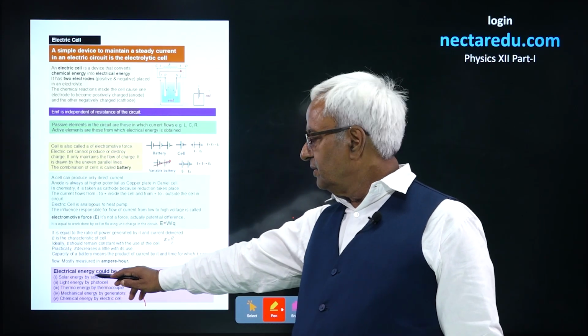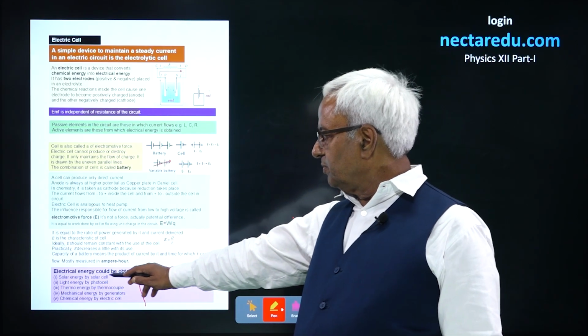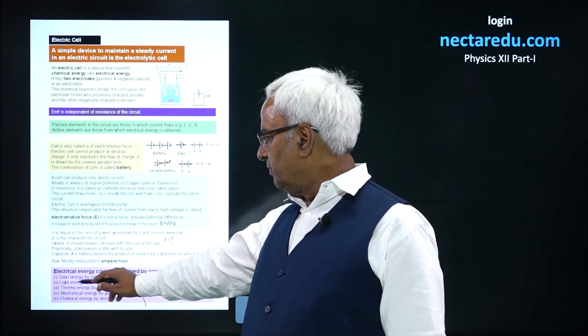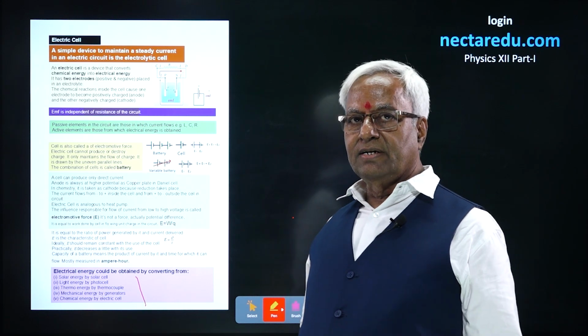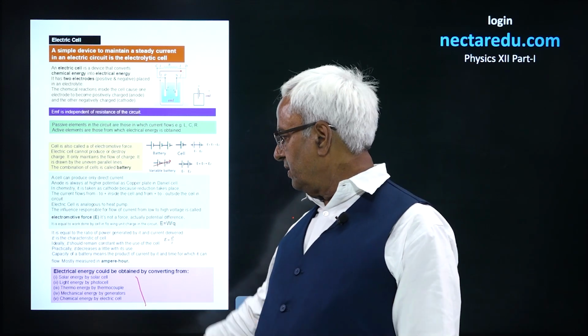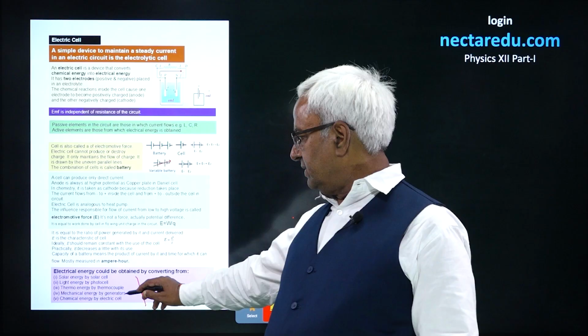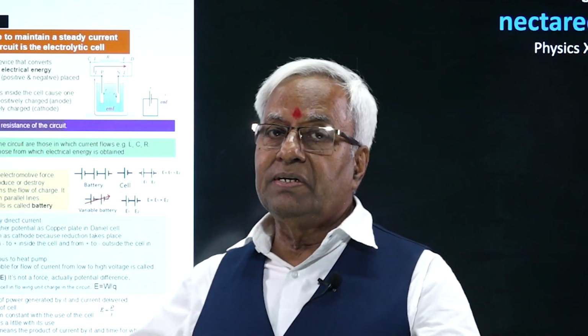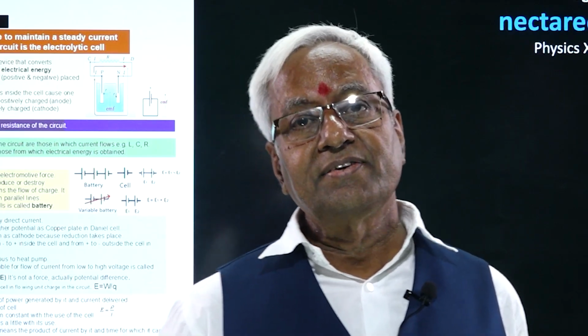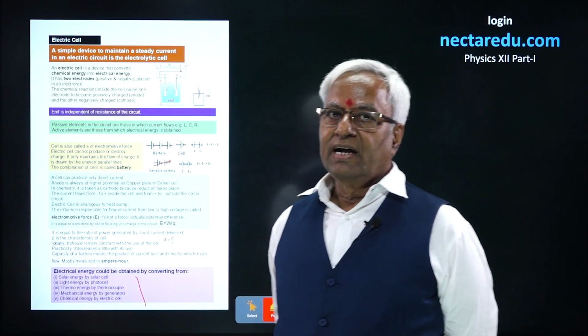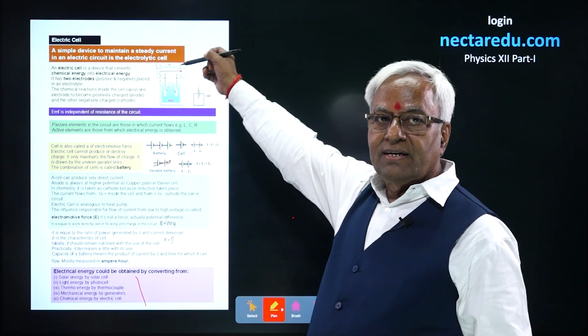Solar energy: you could get electric energy from light by photocell. Thermal energy is also converted into electrical energy with the help of a thermocouple. Mechanical energy by generator. But here we are emphasizing the conversion of chemical energy into electrical energy, and for that, we are going to study cell.